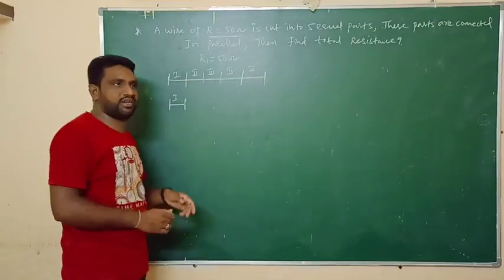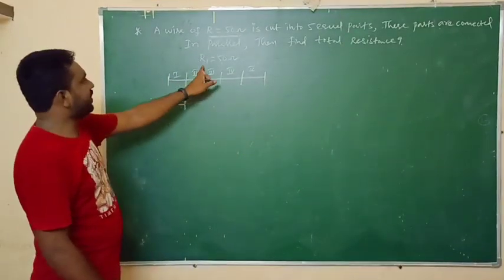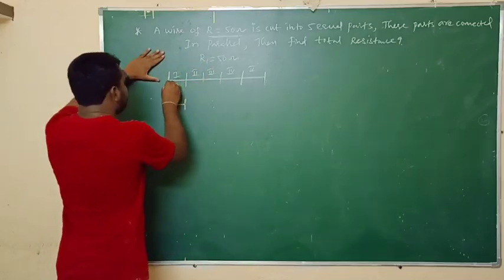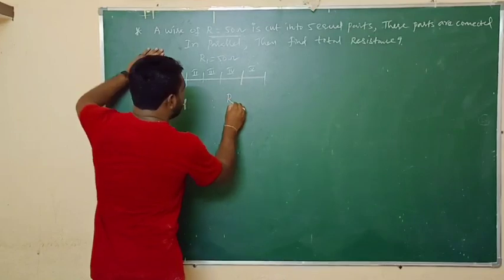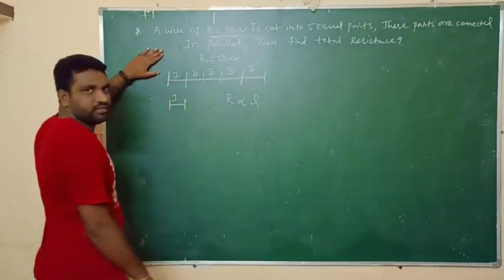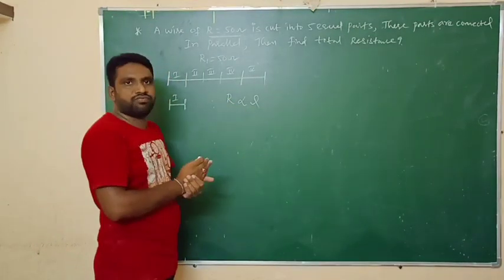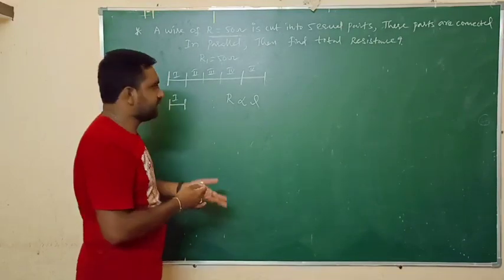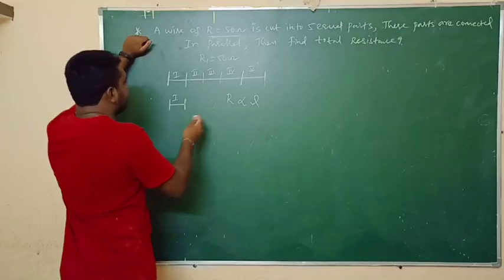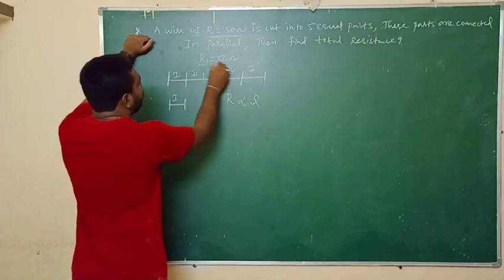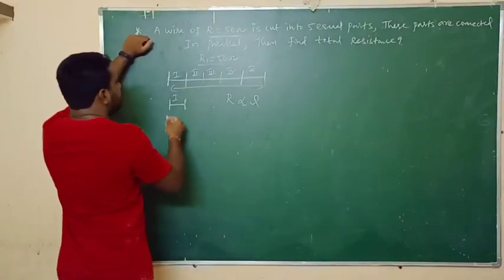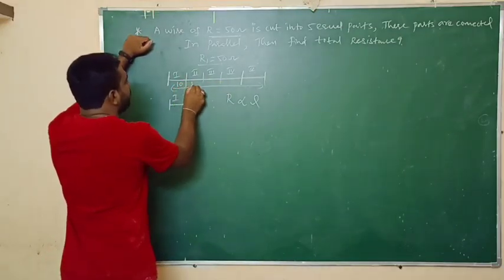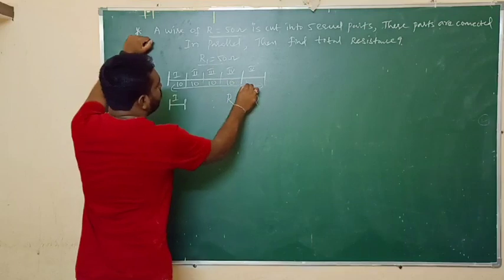We need to analyze the question here. First, the initial resistance of the wire R1 equal to 50 ohms. It is cut into 5 equal parts, so the length is divided into 5 equal parts. Already we know that resistance is directly proportional to length. So when length is divided into 5 parts, resistance is also divided into 5 parts. Now what is the resistance of each part? Total resistance is 50 ohms. It is divided into 5 equal parts, so the resistance of each part is 10 ohms, 10 ohms, 10 ohms, 10 ohms, 10 ohms.